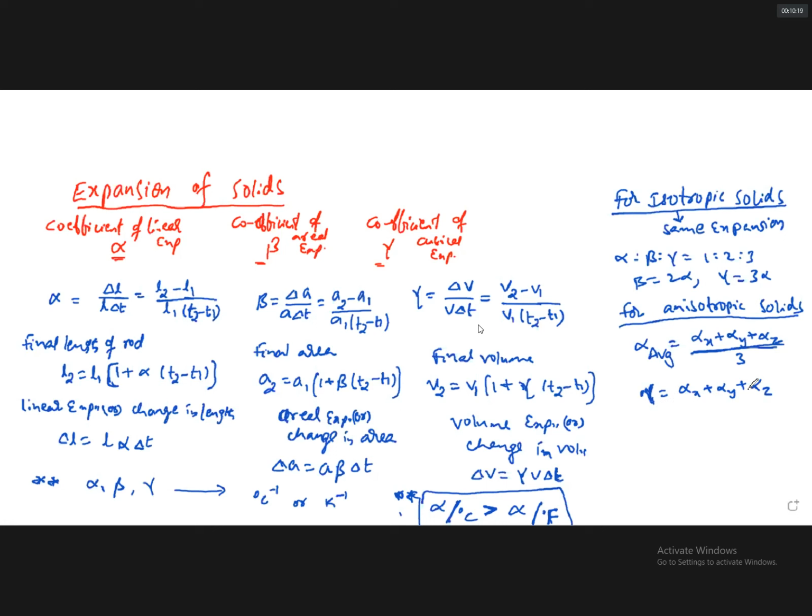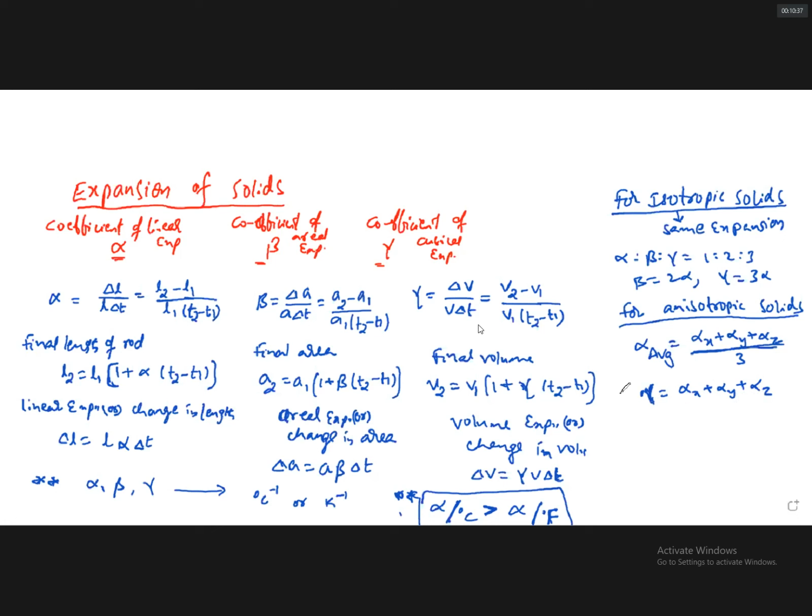So in one direction alpha value is given, and in the other two mutually perpendicular directions, they assume that these two are equal. So we can substitute the alpha y and alpha z value, and alpha x, and from that we can calculate the gamma value.